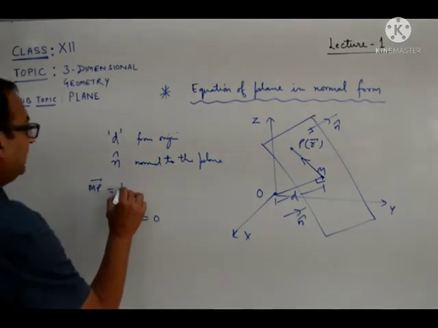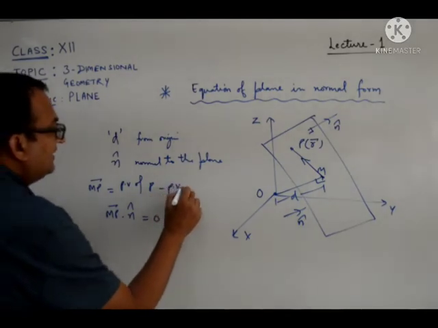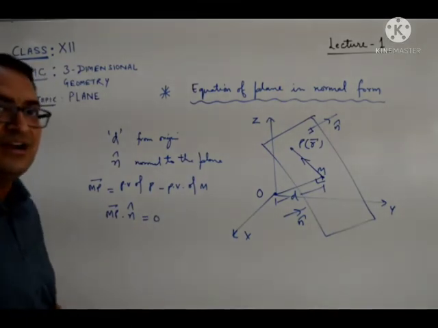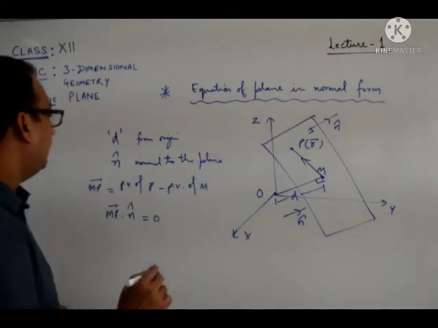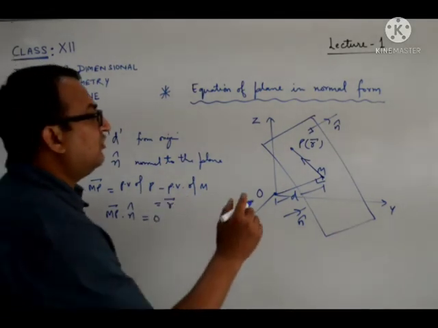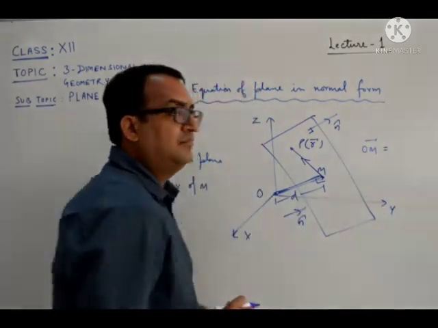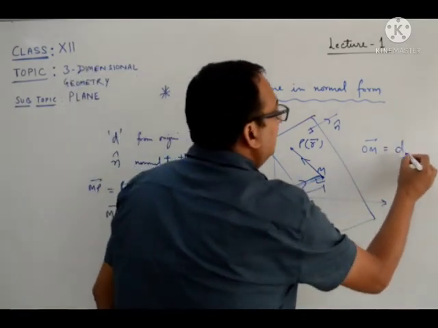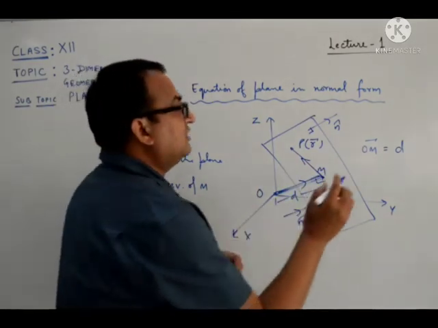Reason being, MP vector will be the position vector of the terminal point P minus the position vector of the initial point M. You might have studied this in vectors. For MP vector, we need the position vector of P. Position vector of P is no problem, it is R vector. What is the position vector of M? Position vector of M means OM vector. The magnitude of OM vector is known to us. It is d, and the direction of this OM vector will be the same as the direction of n cap.